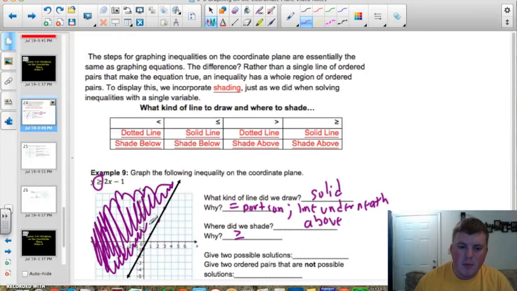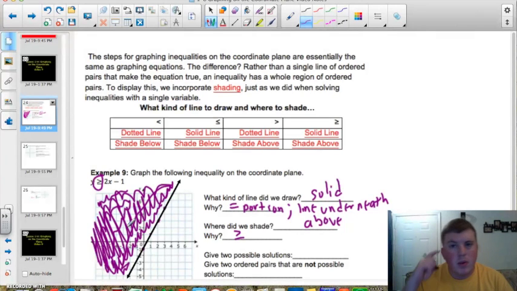And it doesn't have to be perfect. You just want to make sure that you can get the gist and the idea of this. A lot of people like using colored pencils for these so that they can see where they're shading. You're more than welcome to. And what this is going to do is represent all the possible solutions. So any number that we pick that's in this shaded region is going to make our inequality true.